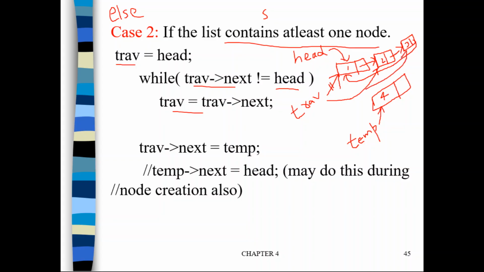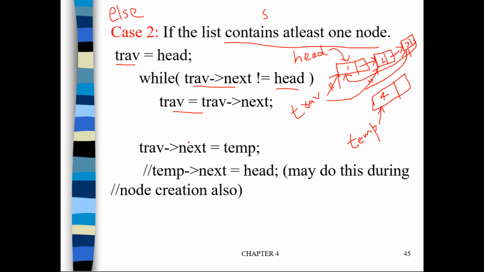Then once again it checks whether node 3's next is equal to head. Yes, node 3's next is equal to head. It is pointing where head is pointing. Head is pointing to the first node. Node 3's next is also pointing to the first node. So it will come out.